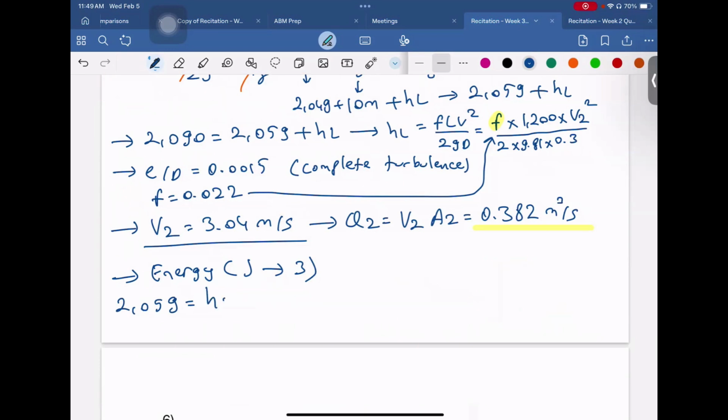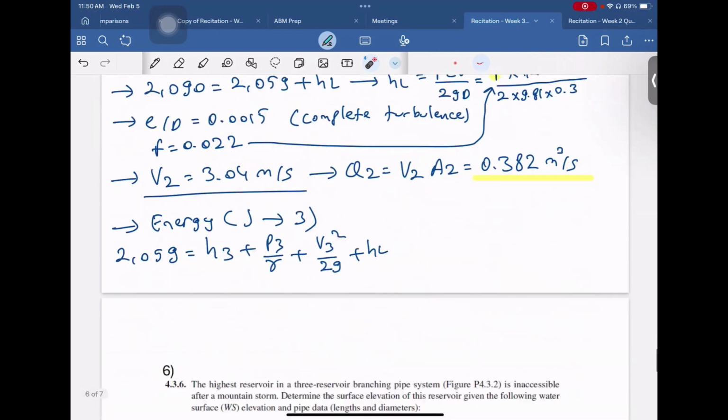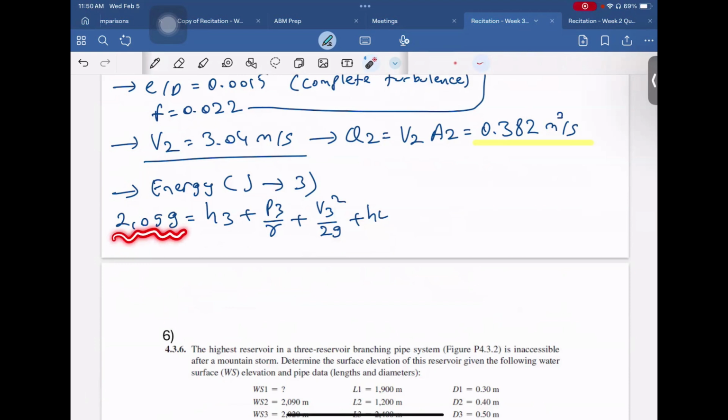And this will be equal to H3, pressure head, velocity head, and the head loss. Because as I mentioned, this time we are going from junction to reservoir 3. So there will be head loss throughout this pipe. So we wrote the J first and the 3 as the second term here. And this is the same for all of these pipes because we calculated the energy level as 2059.